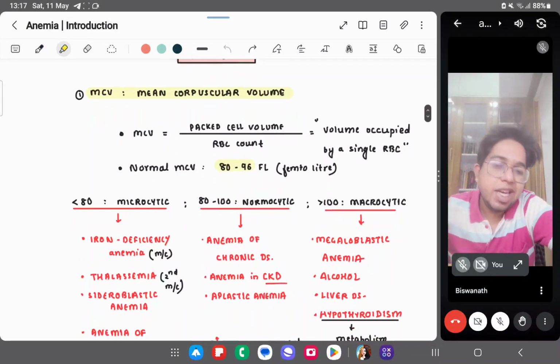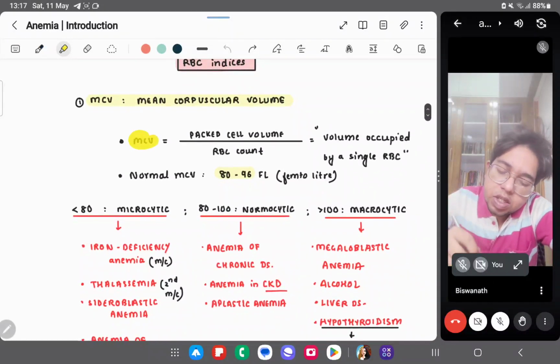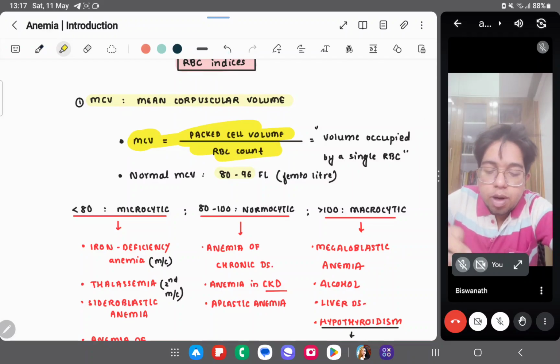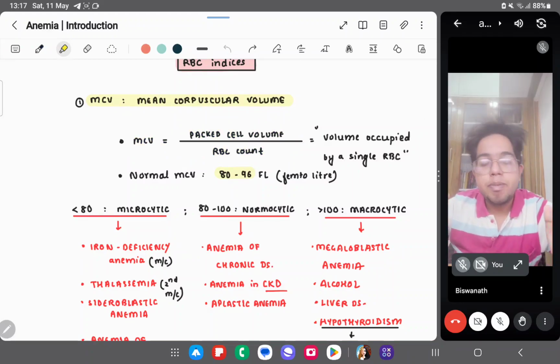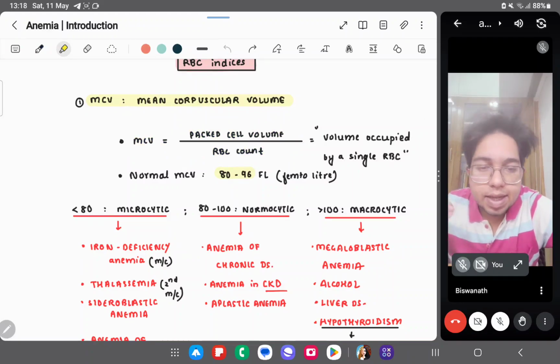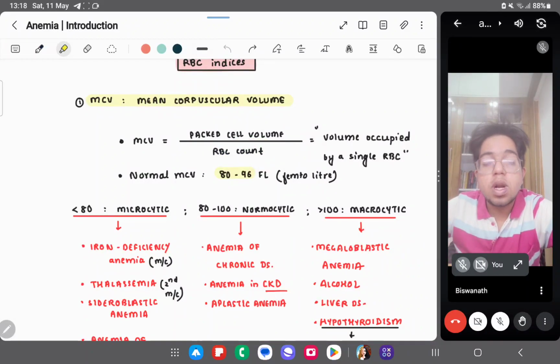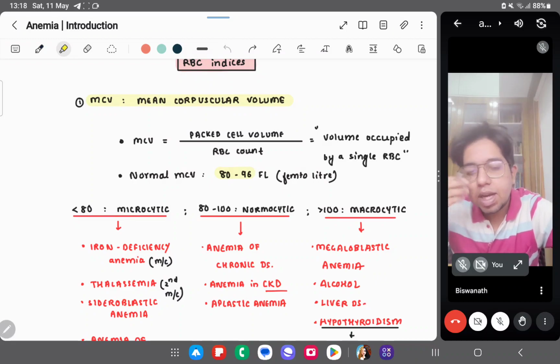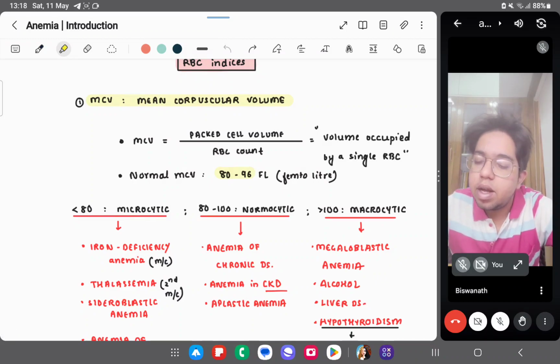So basically, look at this. MCV is the mean corpuscular volume. Mean corpuscular volume is the volume of a single RBC. So we have MCV equal to packed cell volume upon the RBC count. Packed cell volume is the volume of complete RBC in that sample, divided by the RBC count. So total volume upon number of RBCs will give the volume of a single RBC, right? So the volume occupied by a single RBC will be given by that.